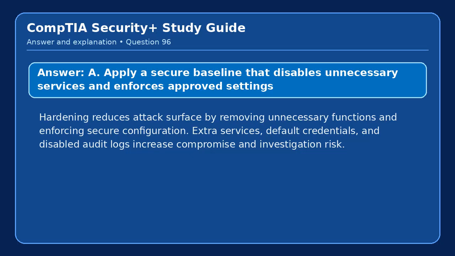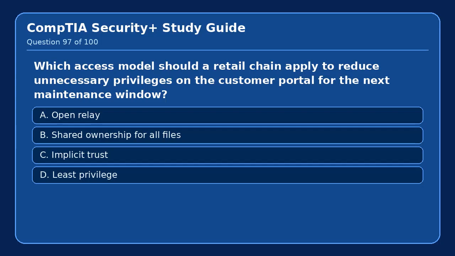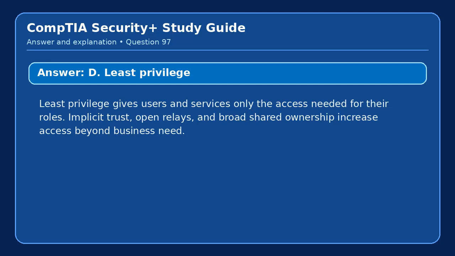Question 100. Which vulnerability scan type gives an insurance firm deeper configuration findings on authenticated servers after a recent audit finding? A. Uncredentialed external ping only. B. Phishing simulation only. C. Screen capture scan. D. Credentialed scan. Take a moment to choose your answer. The answer is D. Credentialed scan. Credentialed scanning can inspect installed software, patches, and configuration settings from inside the host. Ping-only tests, screenshots, and phishing exercises do not provide the same host-level vulnerability detail.